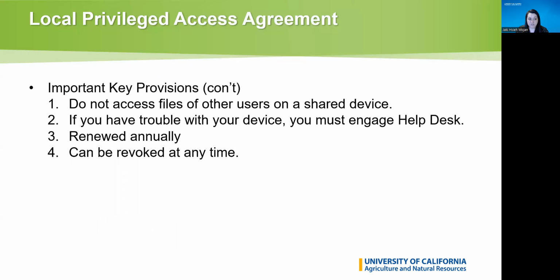The provisions and the local privilege access agreement will be renewed annually. So every year you'll sign a new agreement, you'll go through the training again, and we'll keep track of that for you so that you can be reminded to do that. And most importantly, it can be revoked at any time. If you're found in violation of this agreement, if we find other ways to accommodate you that don't include local admin privileges, we will implement those other ways and revoke your local privilege access. That's just some of the ways to keep you and your device protected in the future.